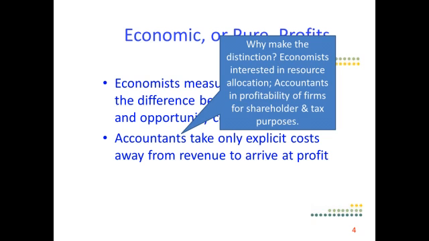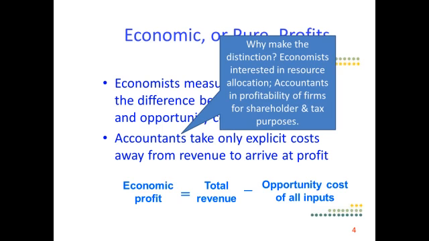Whereas accountants have a different focus. They're interested in measuring the current profitability of a business to report to shareholders, or in order to work out how much tax they owe, or something like that. So their focus is mainly on explicit costs and not on implicit costs. So for the economist, economic profit is total revenue minus all opportunity costs, whereas for the accountant, profit just excludes implicit costs and includes only explicit costs.